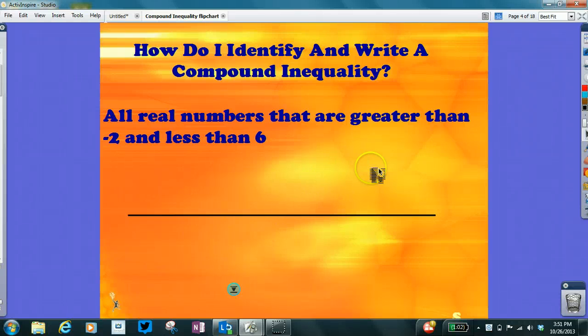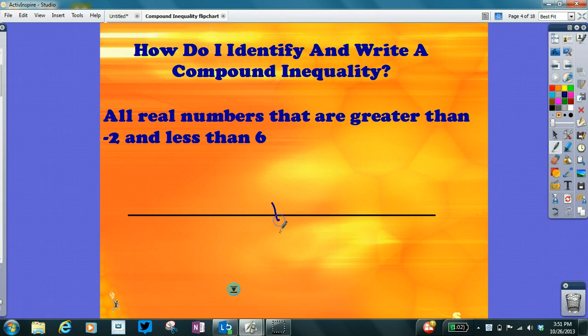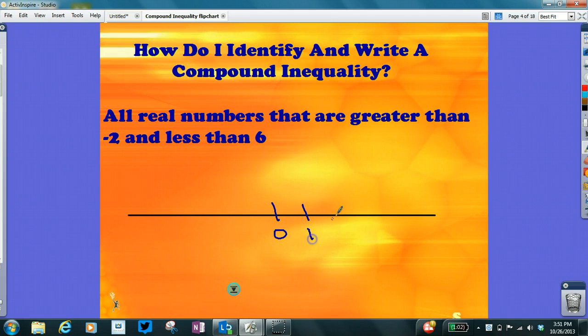Well, let's start out by saying first, I want to get my number line together. I know I'm going to go all the way down, I'll go to, like, say, -3. Here I've got to go to at least 6. And let's extend that.